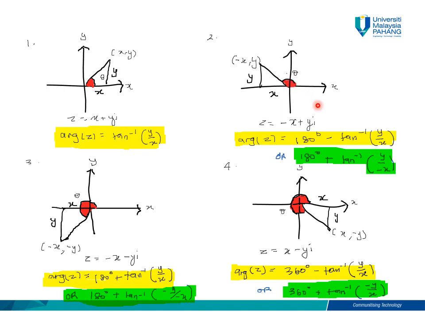Or 180 degrees plus arctangent, because this one is negative, right? So we put negative also.